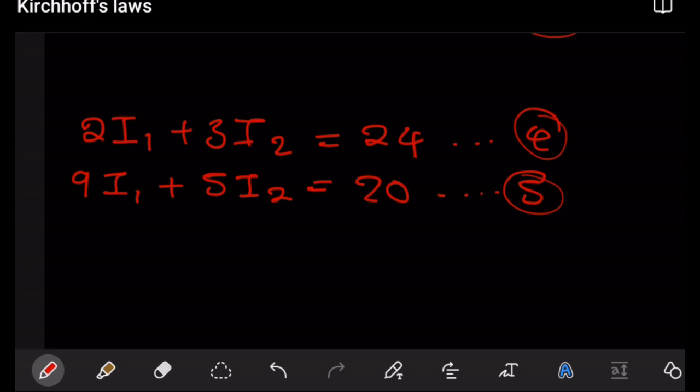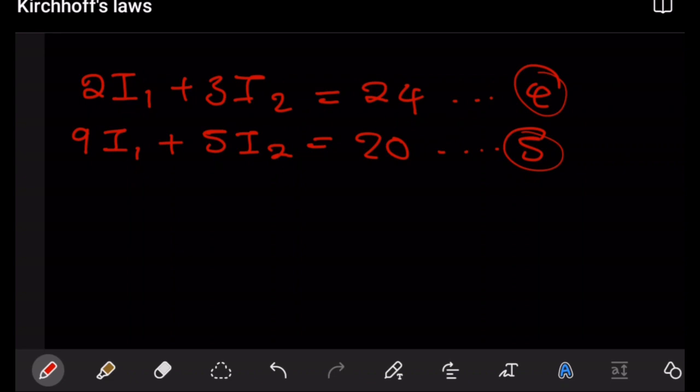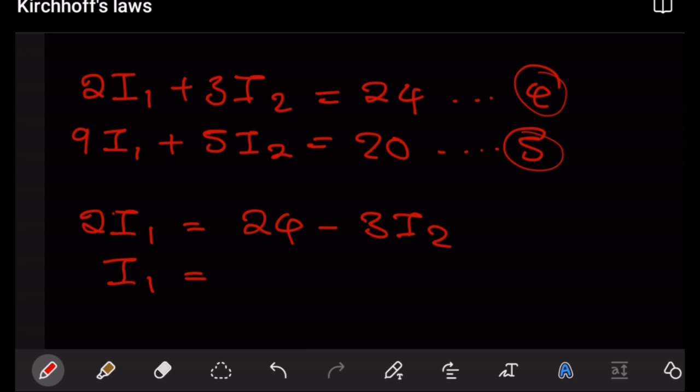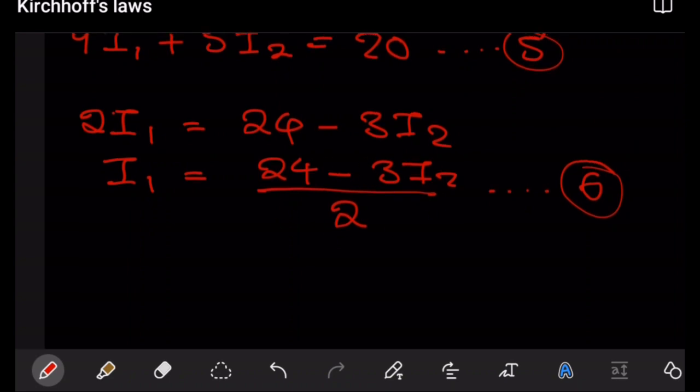To do that, we can use any method again, but let's get equation 4 and make I1 the subject of the formula. From equation 4, we're going to have 2 I1 equal to 24 minus 3 I2, or I1 will be equal to 24 minus 3 I2 over 2. We can hold on to this as 6. So from here, we can then substitute 6 into equation 5. And let's see what we're going to get.